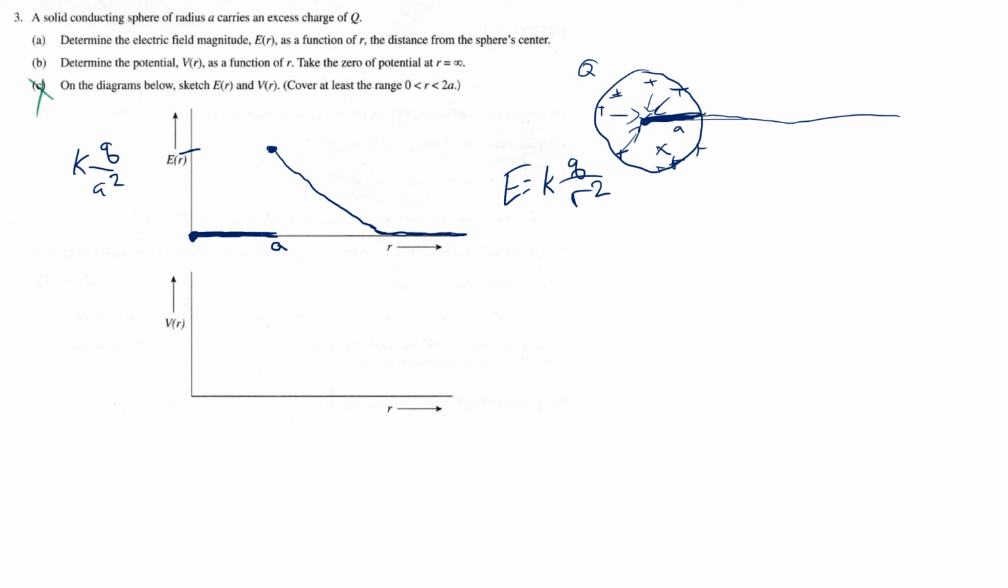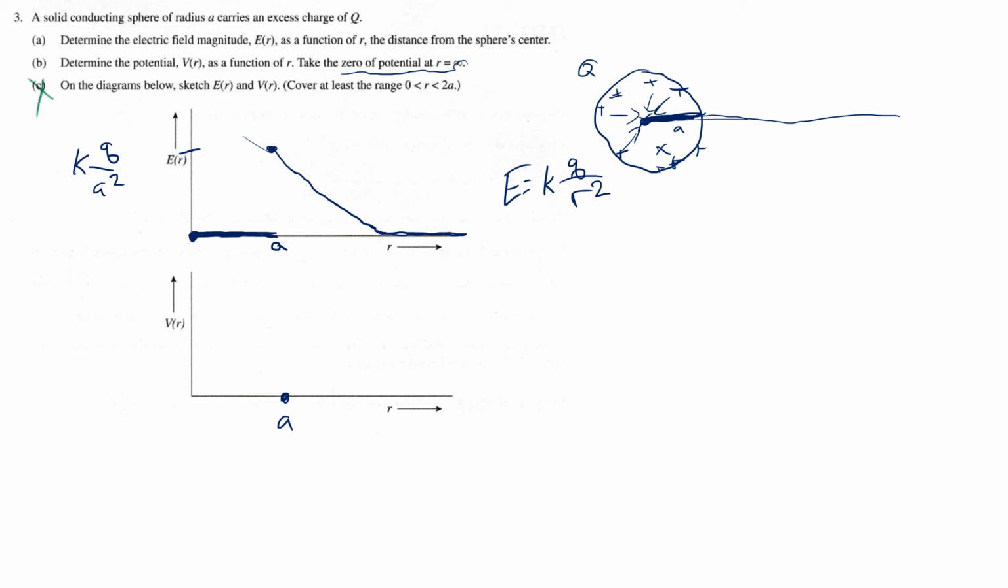Take the potential at R equals infinity to be 0. So what they're talking about there is, remember, when you're infinitely far away, your voltage is 0. That's all they're talking about for that. So it's going to be a very similar thought process here. There's going to be a change at A, of course.